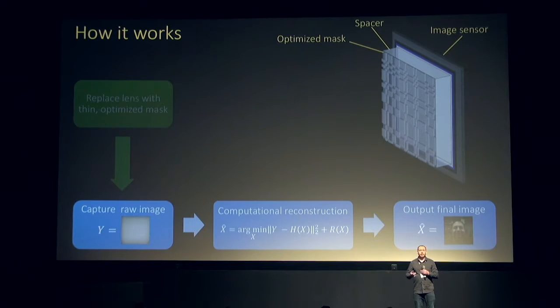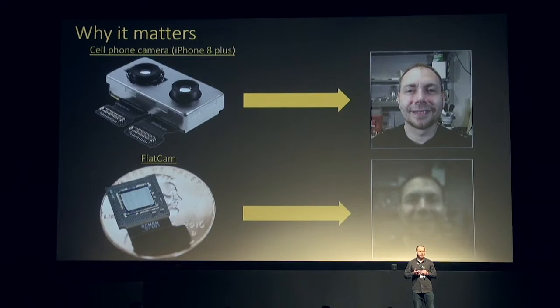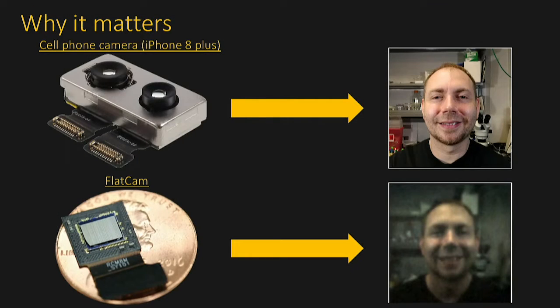More specifically, we record an encoded image that you see as Y. That pretty much looks like nothing recognizable. We use that image as well as our specialized design mask and model. We solve an optimization problem, and we're able to output an image that looks like that on the right-hand side. And let's look a little closer at the results. So we can see the cell phone image is nice and sharp, and we see the Flatcam is maybe a little less quality. But why would we want to use Flatcam?